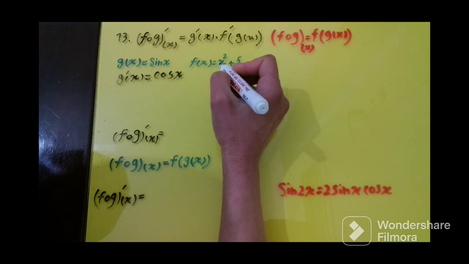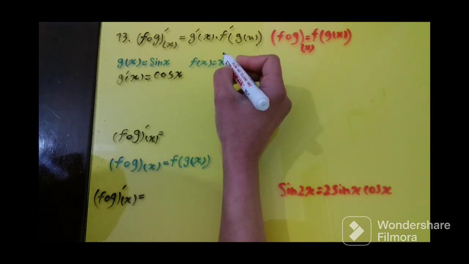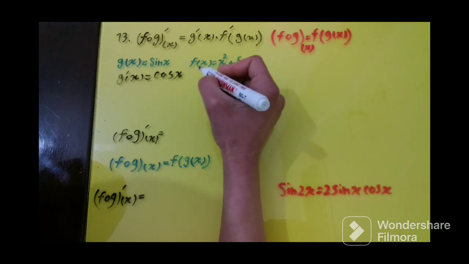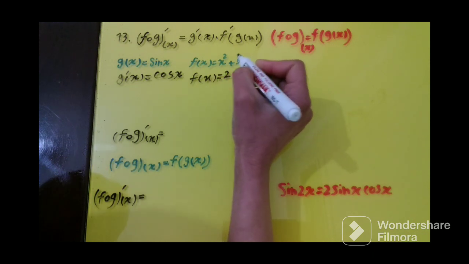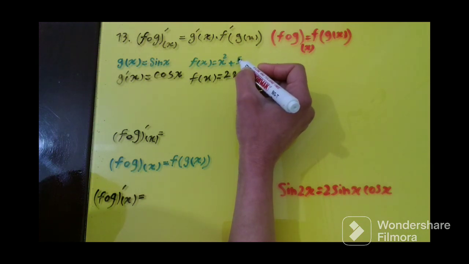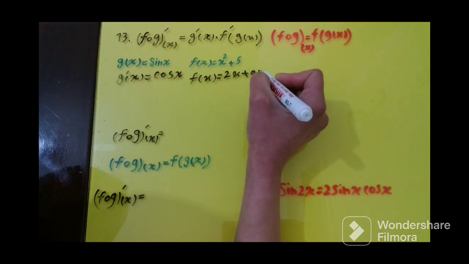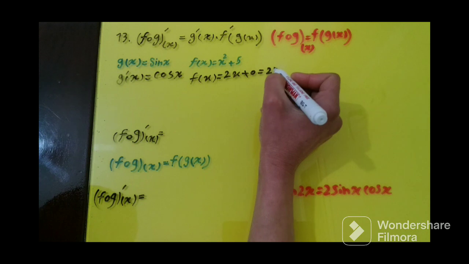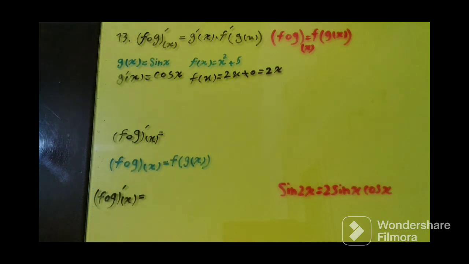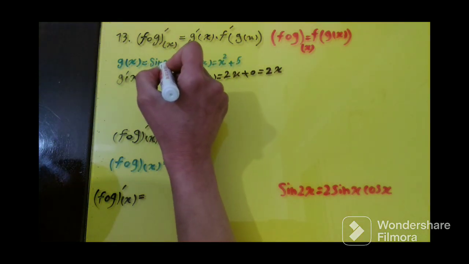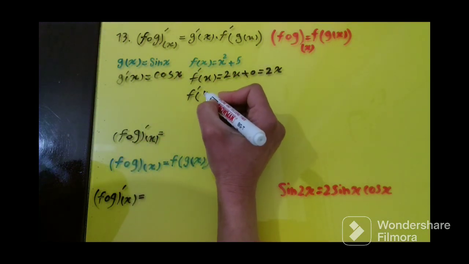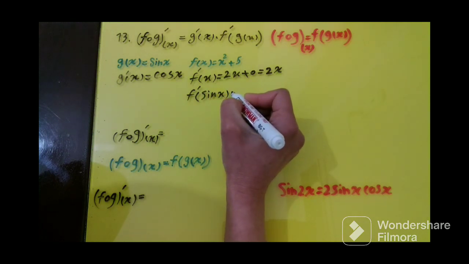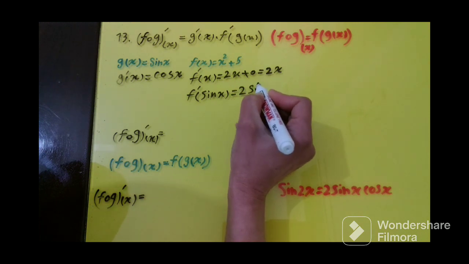For getting the derivative of f, as two terms sum each other, we should get the derivative one by one. The derivative of this term is 2x, because according to the power rule, first you should bring the power down and put it next to the x, then reduce the power by 1. It's 2x. For this term, as 5 has a constant value, the derivative of it is 0. In the end, it's 2x. Now, you should replace sine x instead of x in f prime. It's 2 sine x.